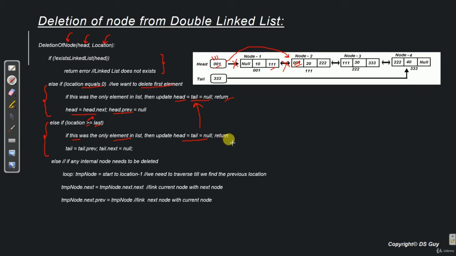Once we update head and tail to null, we simply return because after that we don't have any other business to do. But in case we want to delete the last node and that node is not the only node in the list, then we have certain other things to do. So let's say we want to delete node 4.